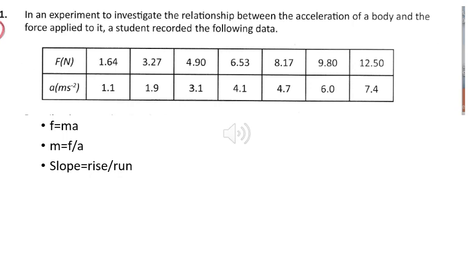So slope is going to be the rise over run. How far does the graph go up versus how far does it go across? So here I think it's going to be best to put the force on the y-axis and acceleration going along the x-axis, because it will allow us to easily calculate the slope of our resultant graph.